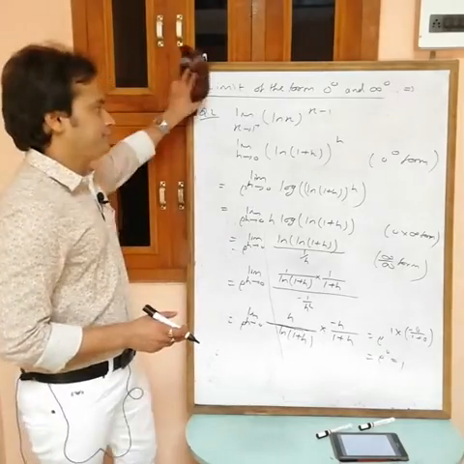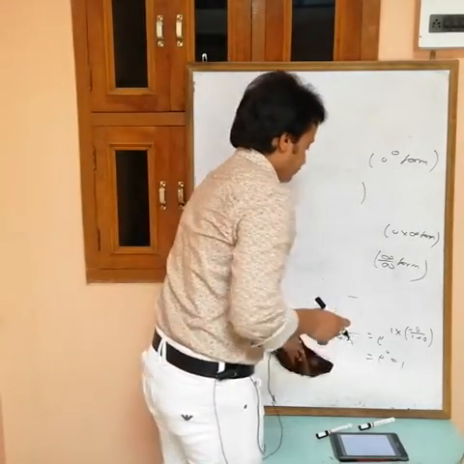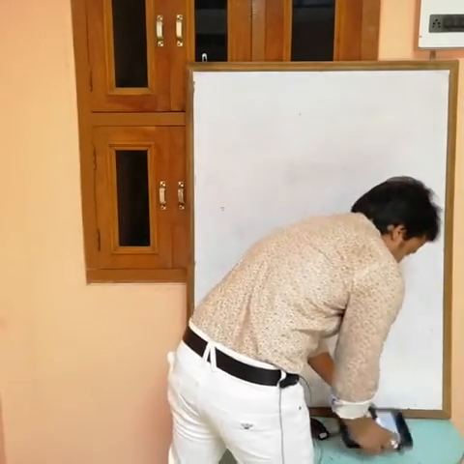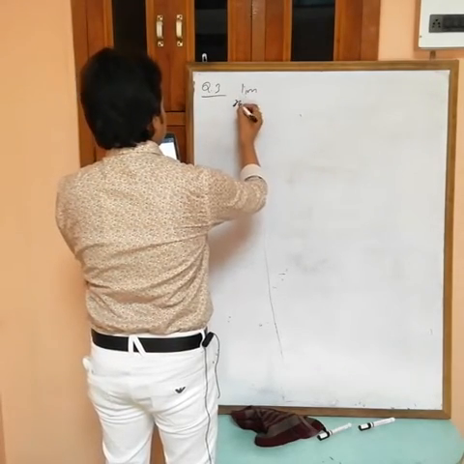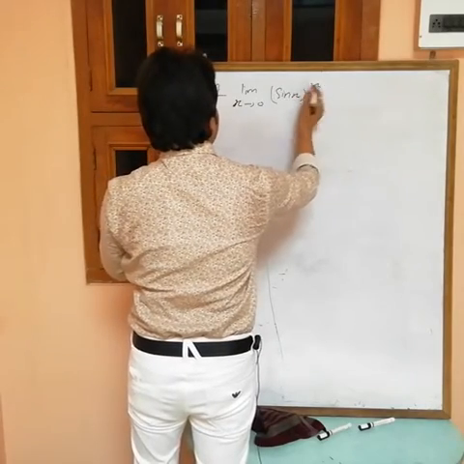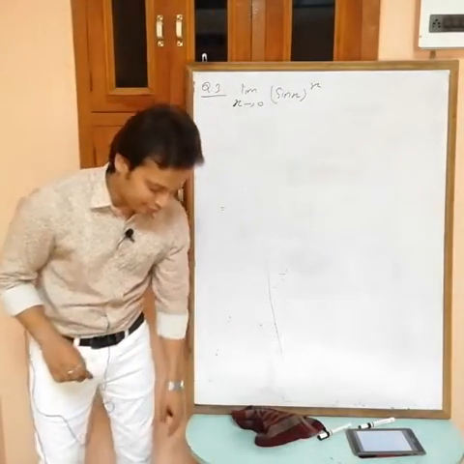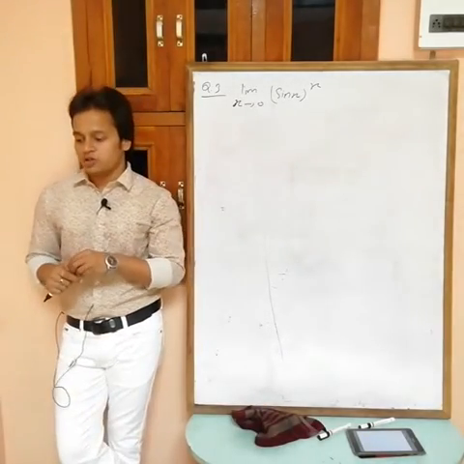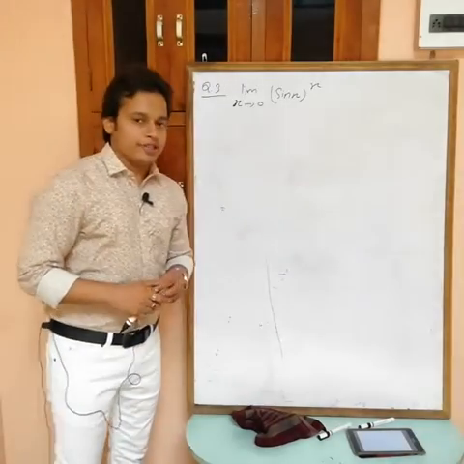Next, limit x tending to 0, sin x power x, sin x power x. Okay, now find out limit for this one. Can you find limit for this one? Limit x tending to 0, sin x power x. Pause and find out. Okay, 1 2 3, see, now actually it does not exist.